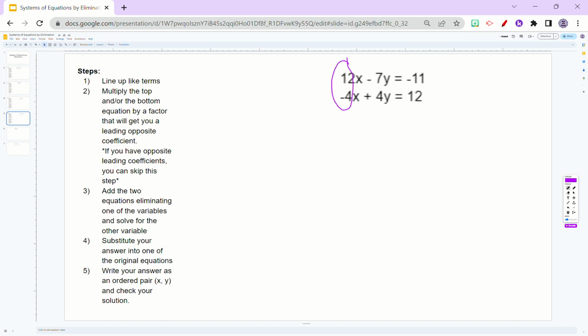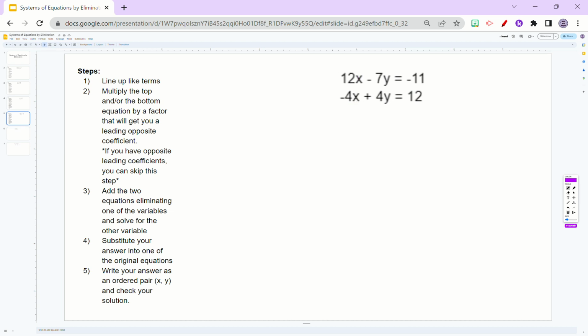12 and negative 4. Are they opposites? No, they are not. Negative 7 and 4. Are they opposites? No, they are not. We need them to be opposites. Maybe take a look at this 12 and negative 4. I think there is a way that we can make this negative 4x be a negative 12x. Can you think of a way that we can manipulate the second equation in order to make this negative 4x be a negative 12x?